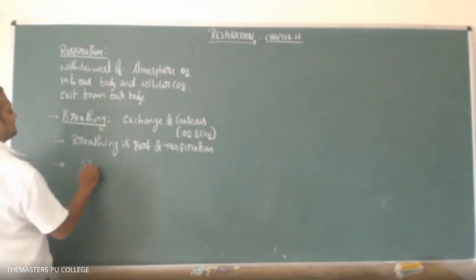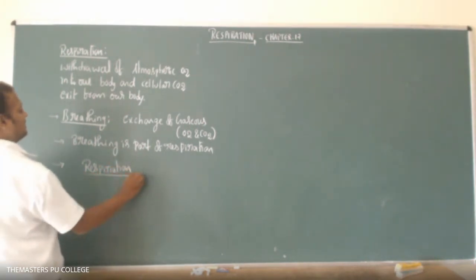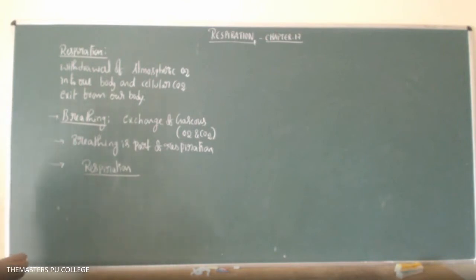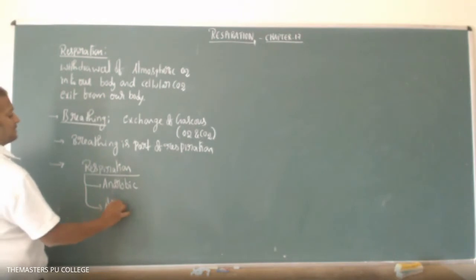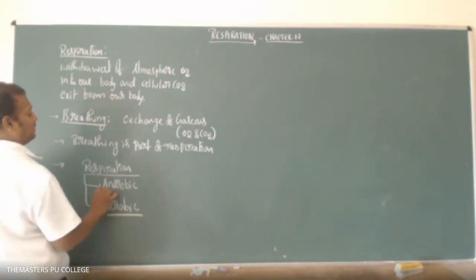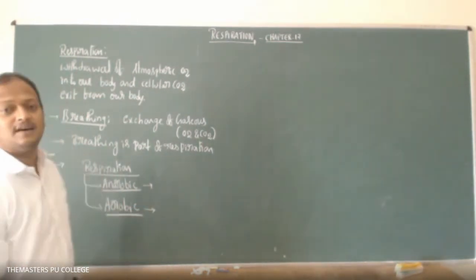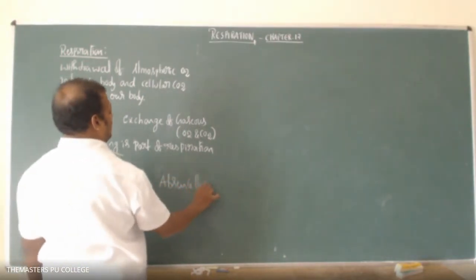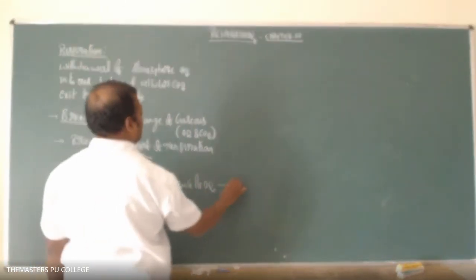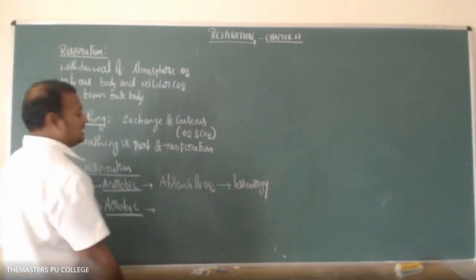So based on the presence and absence of oxygen, the process of respiration is divided into two types: anaerobic respiration and aerobic respiration. Anaerobic respiration means what, students? In the absence of oxygen. In the absence of oxygen, anaerobic respiration takes place and very less energy is released in anaerobic respiration.